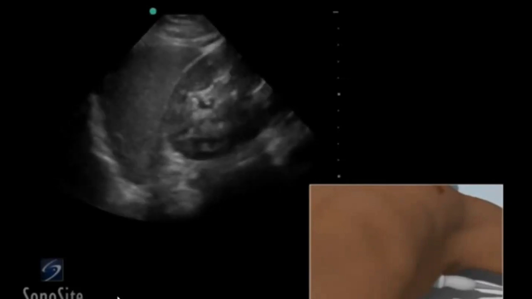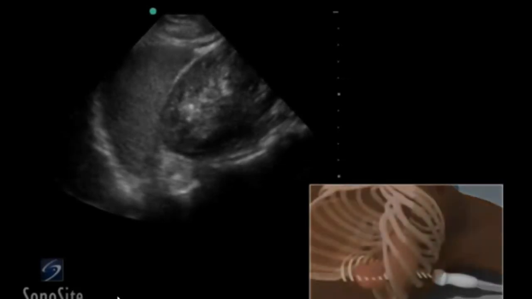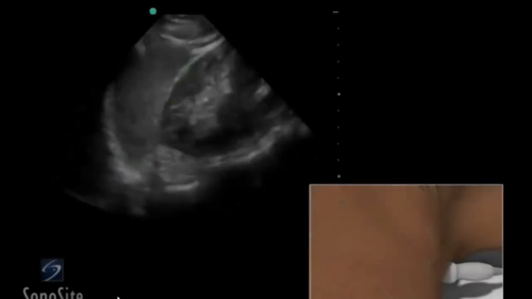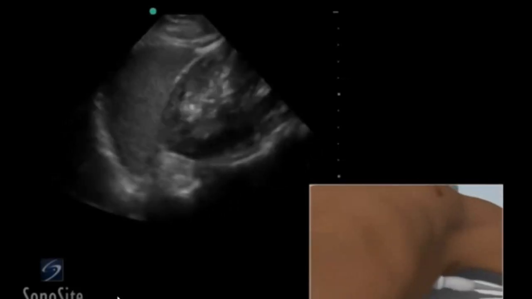But if you do see fluid in this quadrant, then there's usually a substantial volume. With this view, once again, you need to actually visualize the tip of all of your organs. So this view is not an adequate view because you're unable to visualize the superior pole of the kidney appropriately.